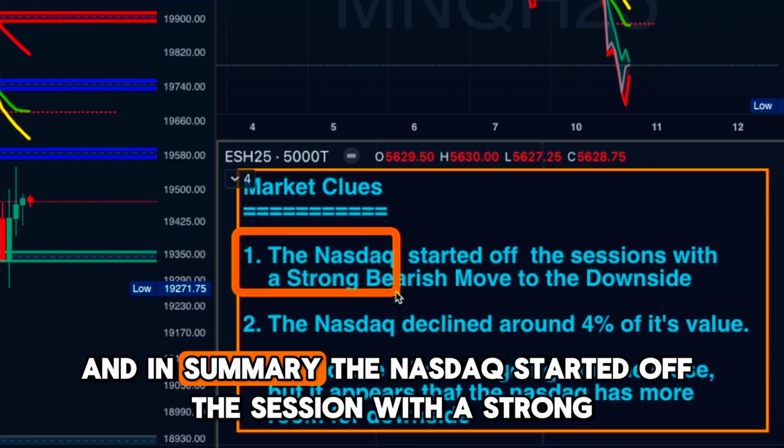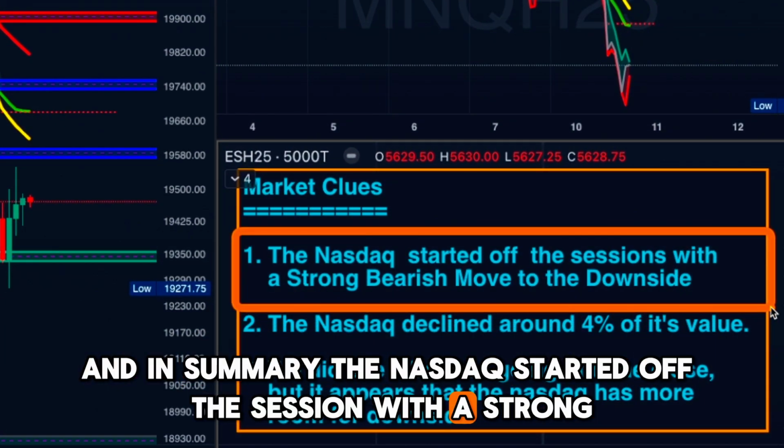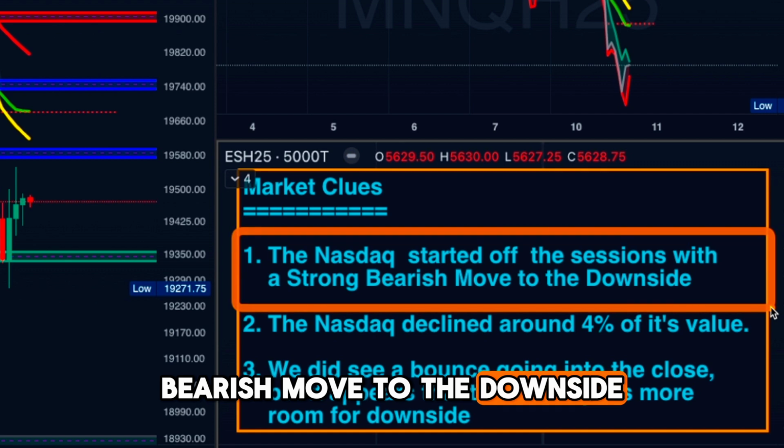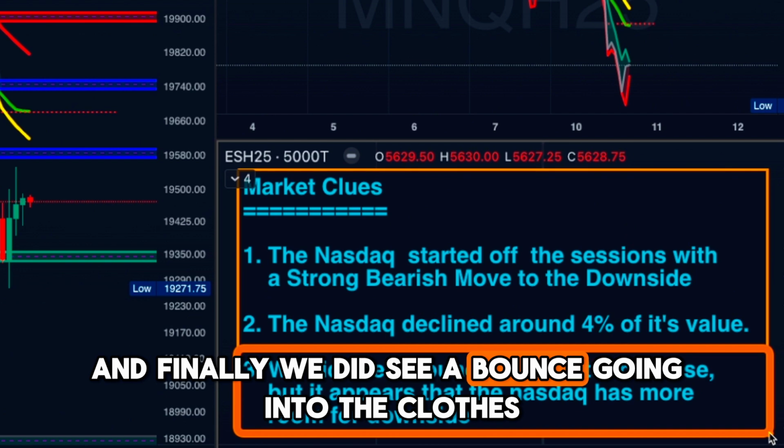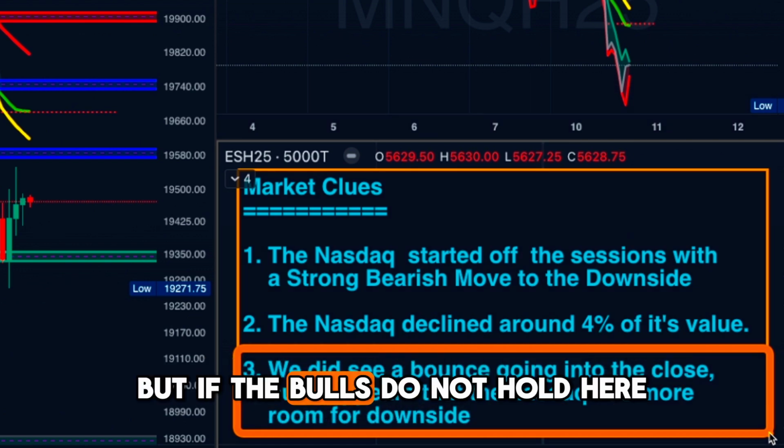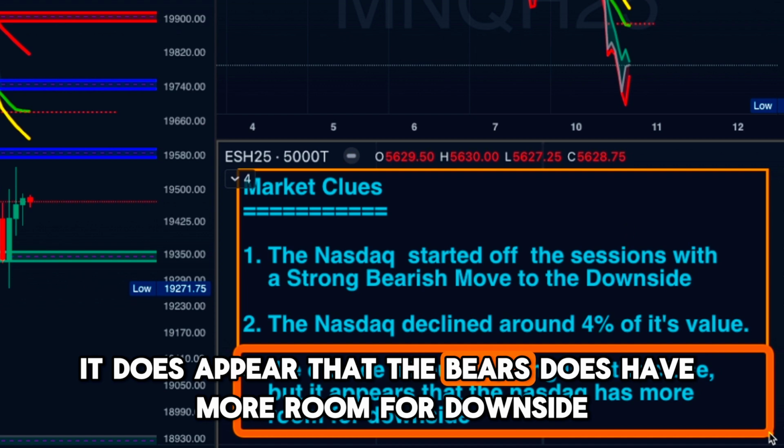And in summary, the Nasdaq started off the session with a strong bearish move to the downside. The Nasdaq declined around 4% of its value during today's session. And finally, we did see a bounce going into the close, but if the bulls do not hold here, it does appear that the bears have more room for downside.